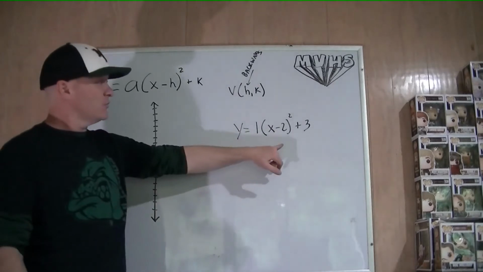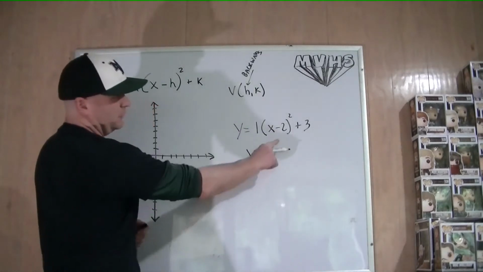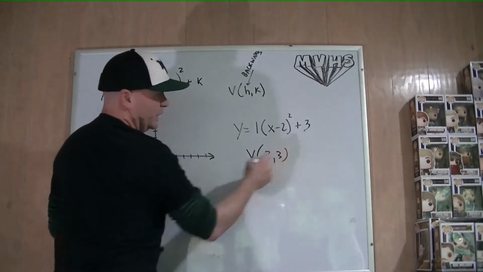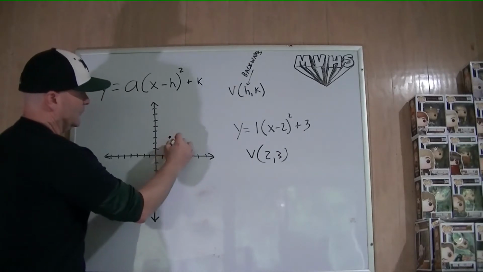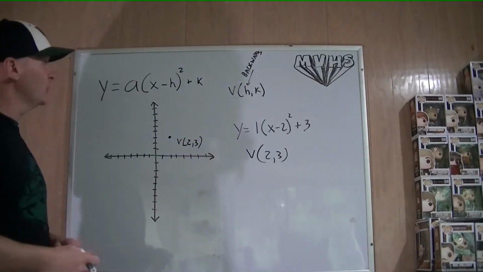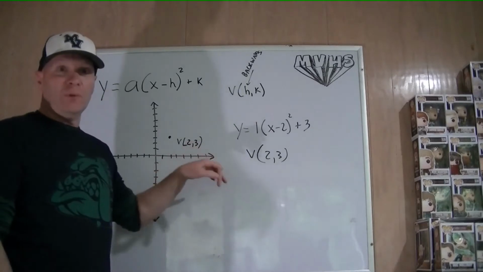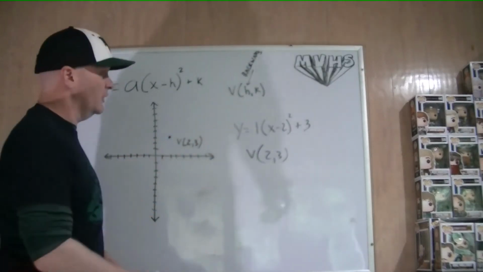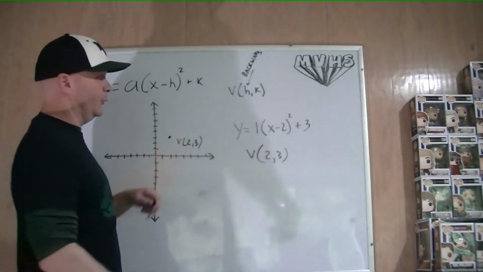If we look at this example, we should be able to tell just by looking that the vertex of this graph is positive 2, comma 3. So without really doing any math, I can put my vertex on this graph. That's the nice thing about vertex form. The new thing I'm going to teach you today is that once you know the vertex of any parabola, no matter what form it's in, whether vertex form, intercept form, or standard form, there are normal steps that we take from there.